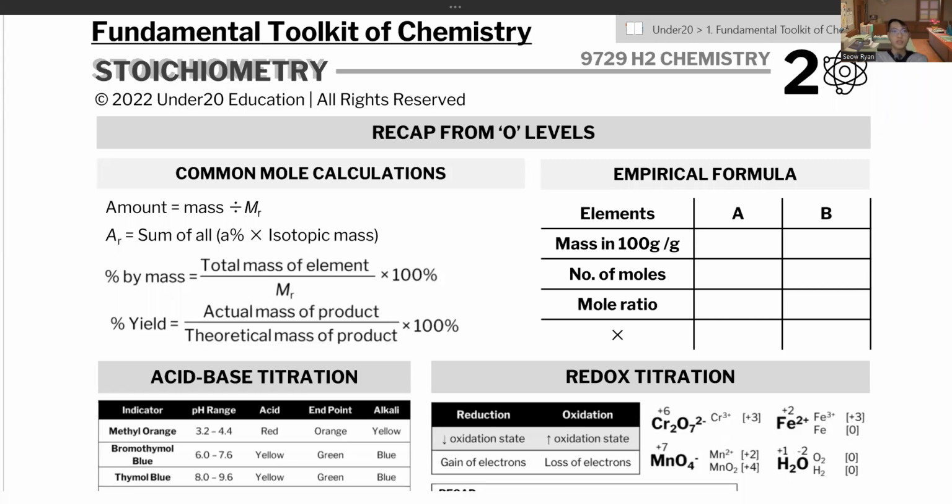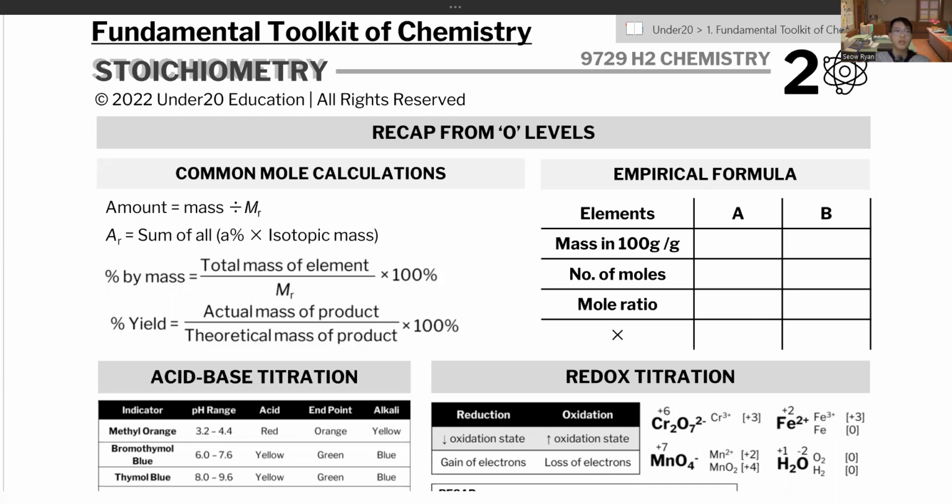Okay, so welcome to the last topic in the set of cheat sheets for the fundamental toolkit of chemistry. This topic is stoichiometry, which deals with the moles and basically the number of moles. And you need the number of moles to do almost everything in chemistry, quantitatively at least.